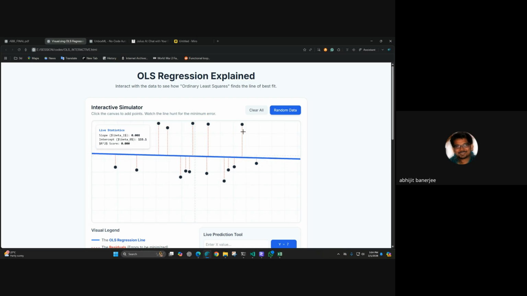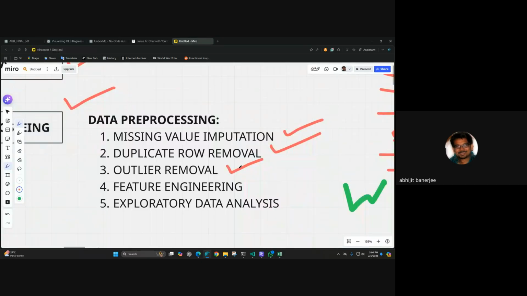predictions are all wrong. Since my objective was to put all these data points very, very close to the blue line, and now they are very far away from the blue line. They are very far off from the blue line. So it doesn't make sense to keep all these 1, 2, 3, 4, 5 points on the top. We need to remove them. So outlier removal is very important.